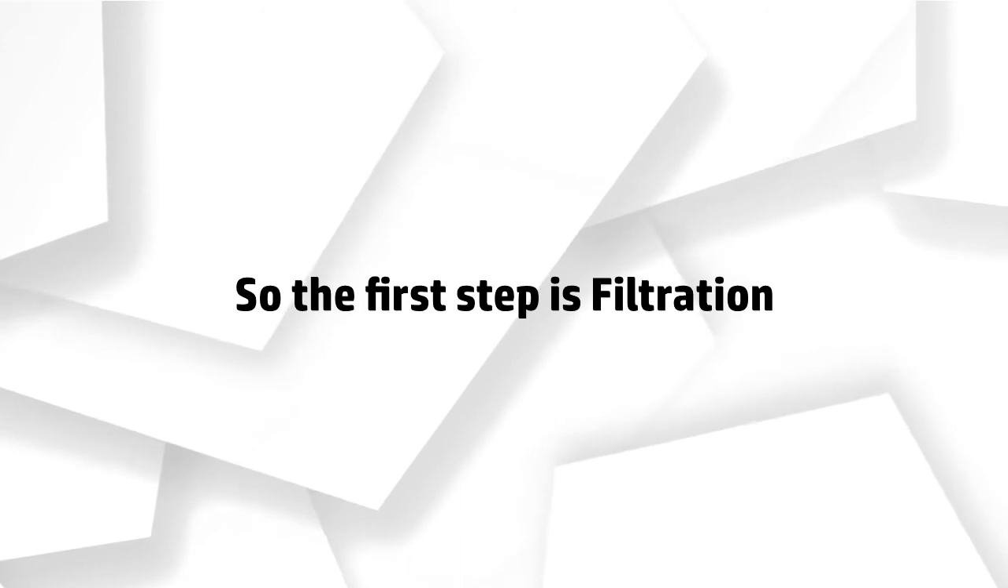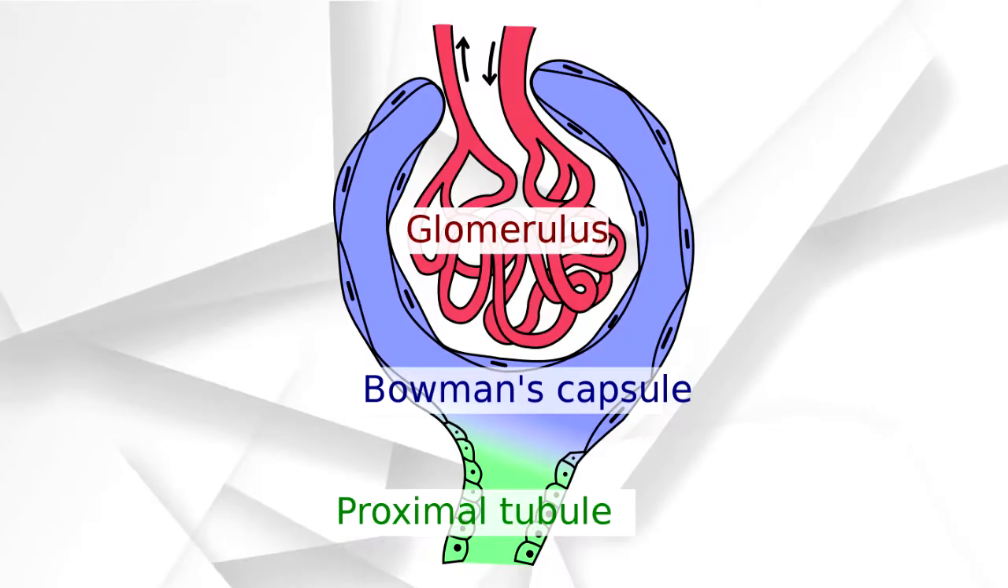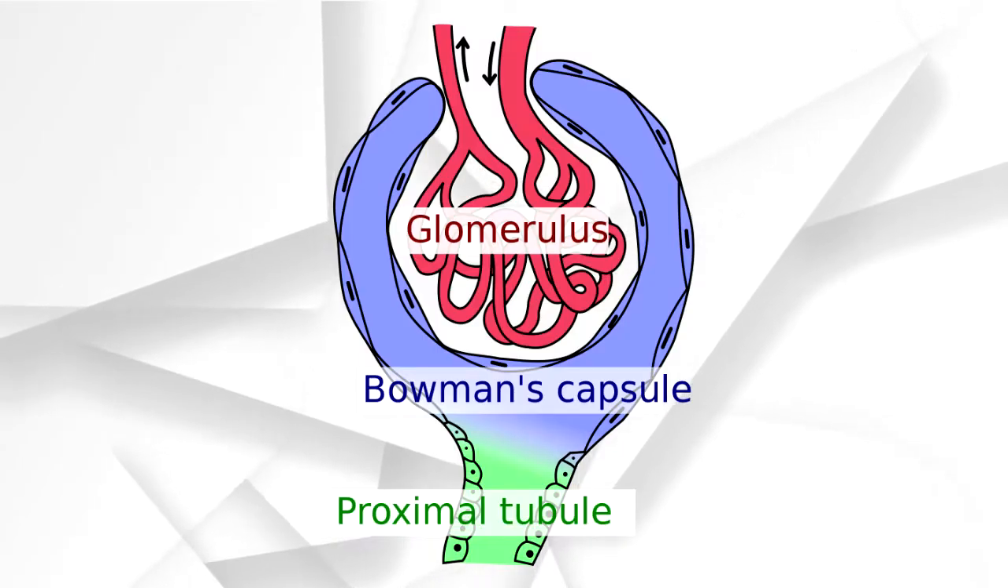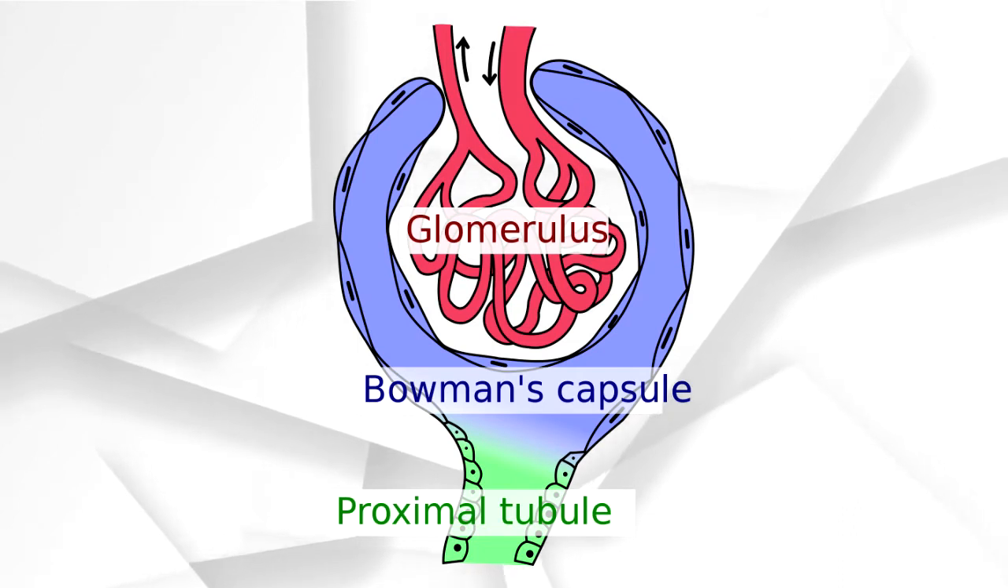So the first step is filtration. The kidney is the body's blood filtering system. Blood vessels visit the kidney and enter a special ball of capillaries called the glomerulus. The glomerulus is nestled within a region of the kidney called the Bowman's capsule. This is where filtration occurs.